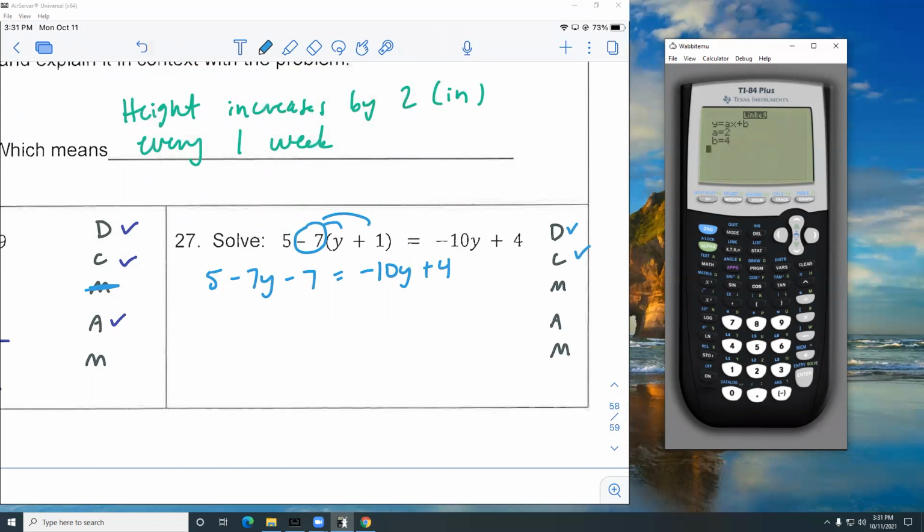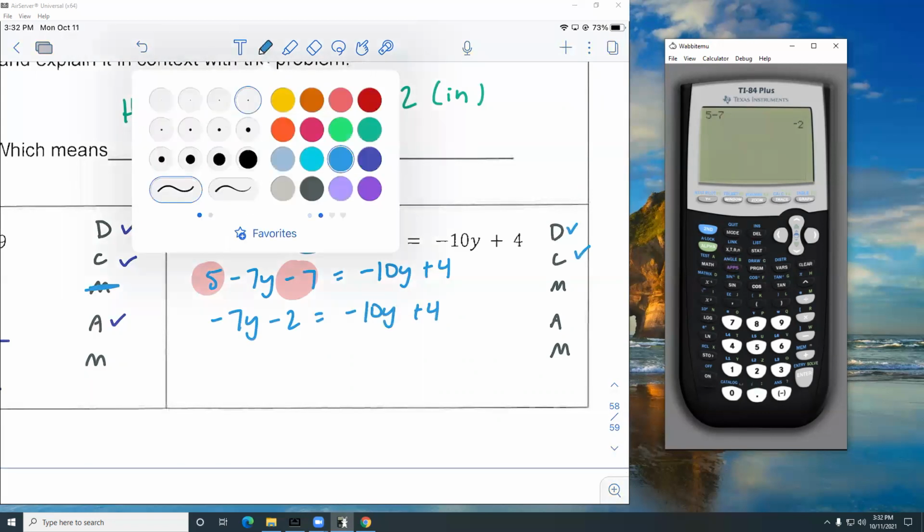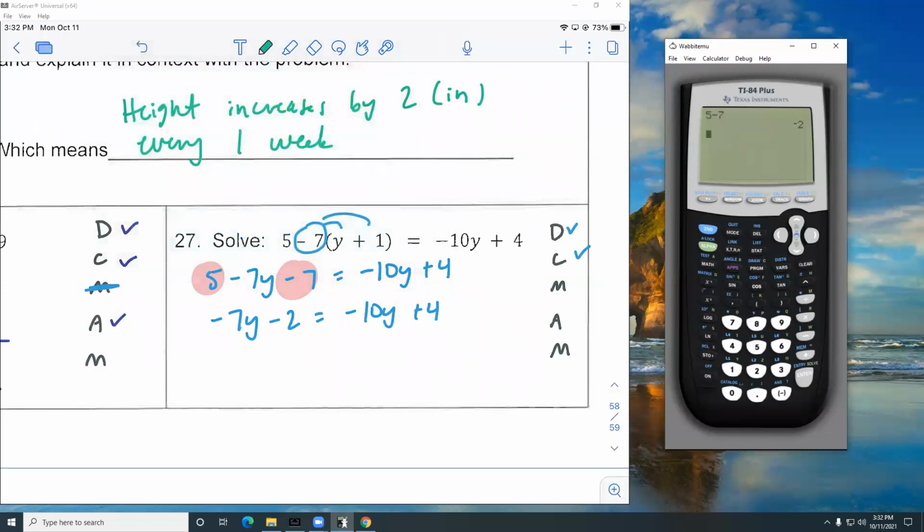Again, I see some like terms to combine because I have a 5 and a -7 here. 5 minus 7, if you want to do that in your calculator, 5 minus 7 gives me -2. So I'm going to have -7y minus 2 equals -10y plus 4. Now, in this case, I have a y on both sides of my equal sign. So I am going to have to use this middle m right here because I need to move one of my y's over. Again, guys, I use the smaller of the y's because I like for my variable to be positive. In this case, -10 is smaller.